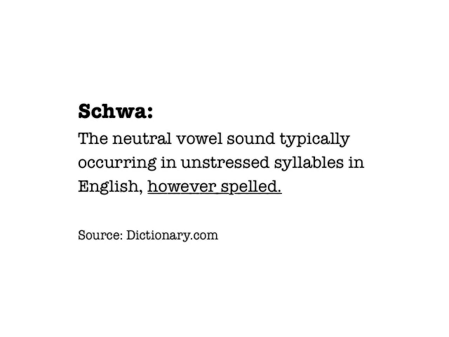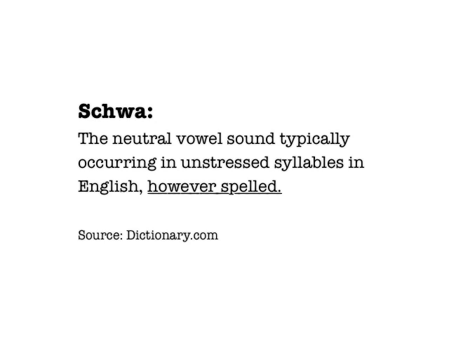So now I'd like to transition to talking about schwas. Dictionary.com defines a schwa as the neutral vowel sound typically occurring in unstressed syllables in English, however spelled. In layman's terms, a schwa is a sort of 'uh' vowel. Definitely a vowel, but not a or e or any pure vowel. 'Uh' is the most typical example of a schwa in English.